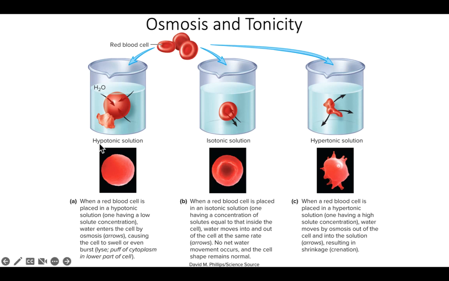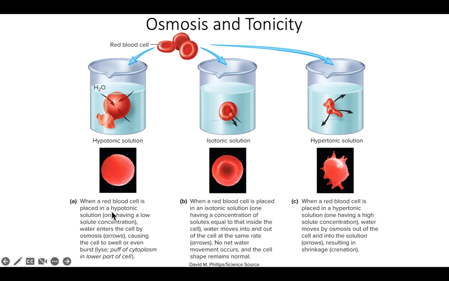Hypo means low. So this solution has a low solute concentration compared to the inside of the red blood cell. So what is water going to do? Water is going to go into that cell. Now remember why. Water is going to move from where water is highly concentrated, that's in the solution, to where it's lower concentrated. So again, the solution has low solute but high water concentration. So they're basically inversely related.